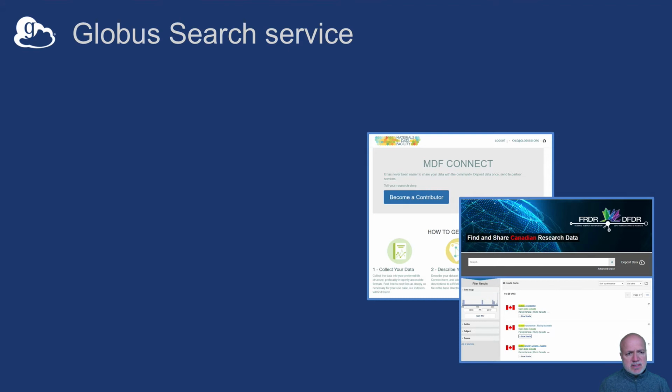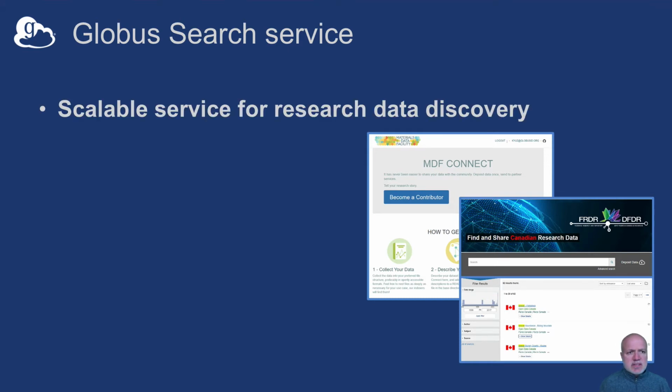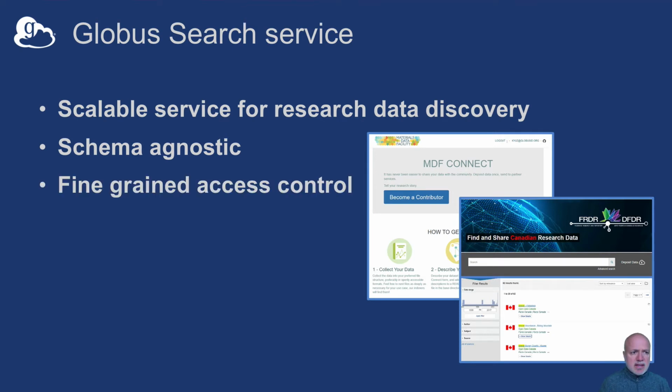The other key service is the Globus Search service. So this is a service that allows you to pull metadata in without concern for specific schemas. So you can define whatever schema makes sense for your purposes, present that to the Globus Search service. It will ingest that, it will create an index, and at the same time it will apply the same fine-grained access control through Globus Auth to ensure that people that come along and search for data using that index are only able to see the metadata that they're authorized to see.